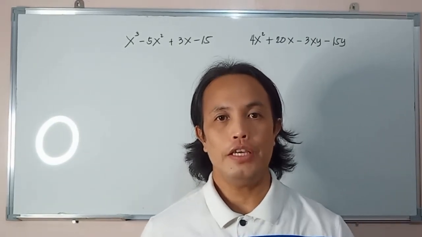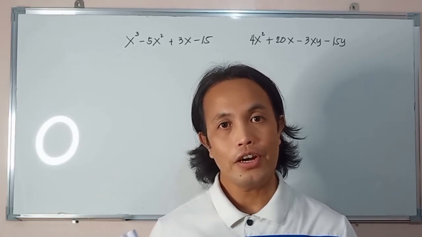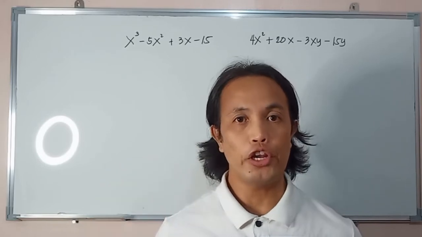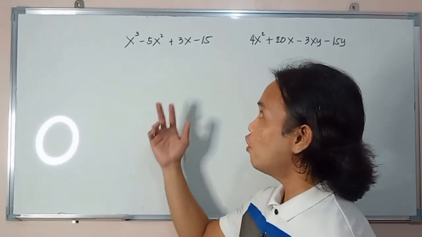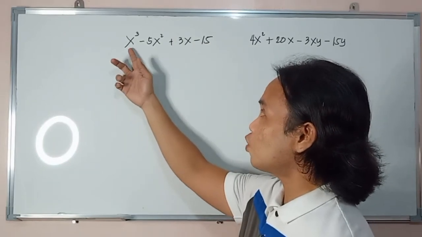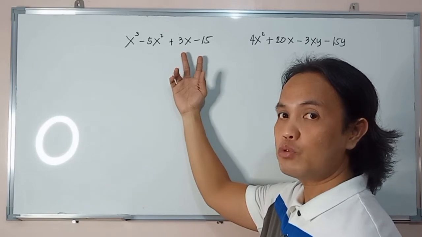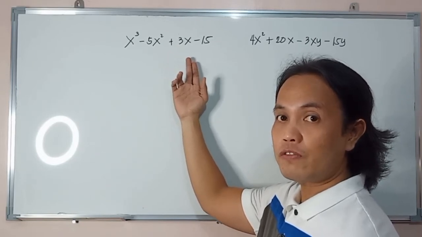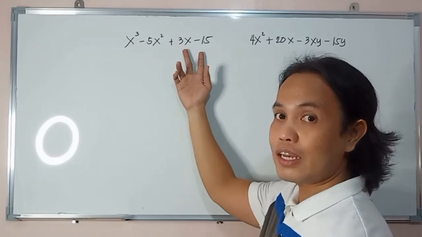The first step is to group the first two terms of this polynomial and the last two terms of this polynomial, of course, by using parentheses. In this example, we have x cubed minus 5x squared. This is the first two terms. And the last two terms, which is 3x minus 15. So we will group these first two terms and the last two terms.